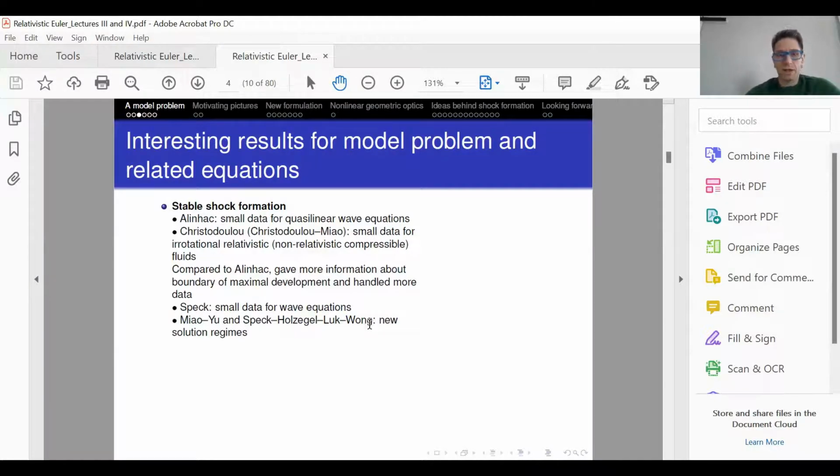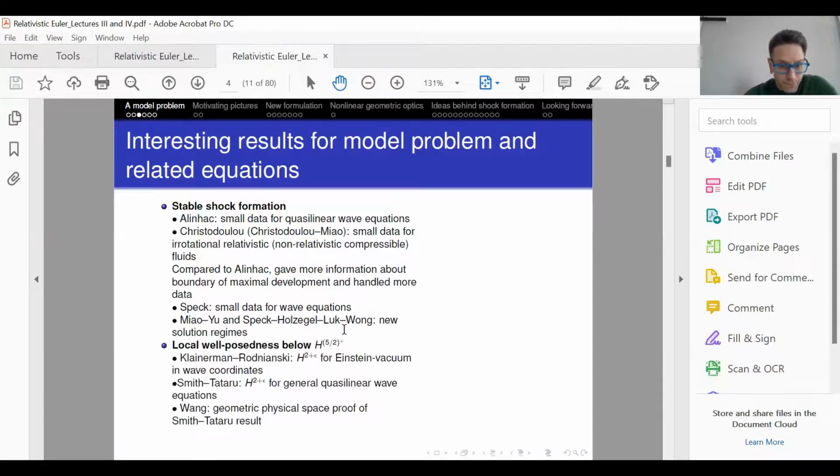These wave shock singularities near plane symmetry from this paper are definitely behind some of the intuition that I was talking about earlier in the context of symmetric relativistic Euler. You can also prove, for these wave equations, low regularity well-posedness.